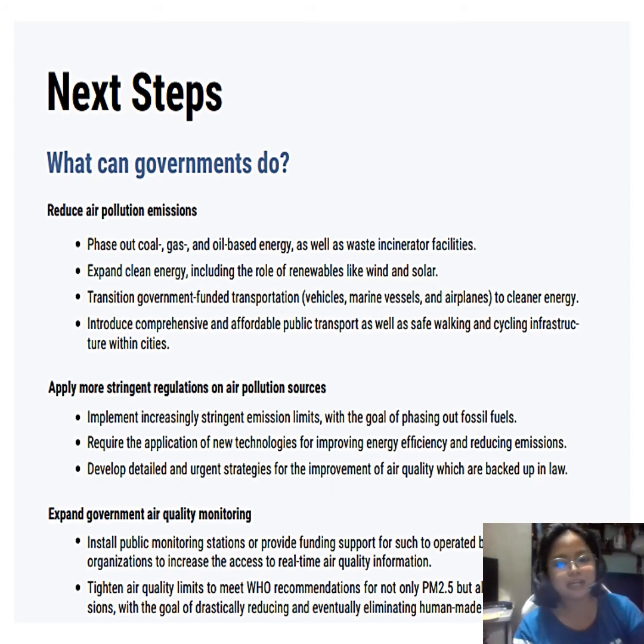And tighten air quality limits to meet World Health Organization recommendations for not only 2.5 but also other toxic emissions. So, another advice would be not only the particulate matter 2.5 would be measured, but also the other air pollutants that contribute to air pollution.